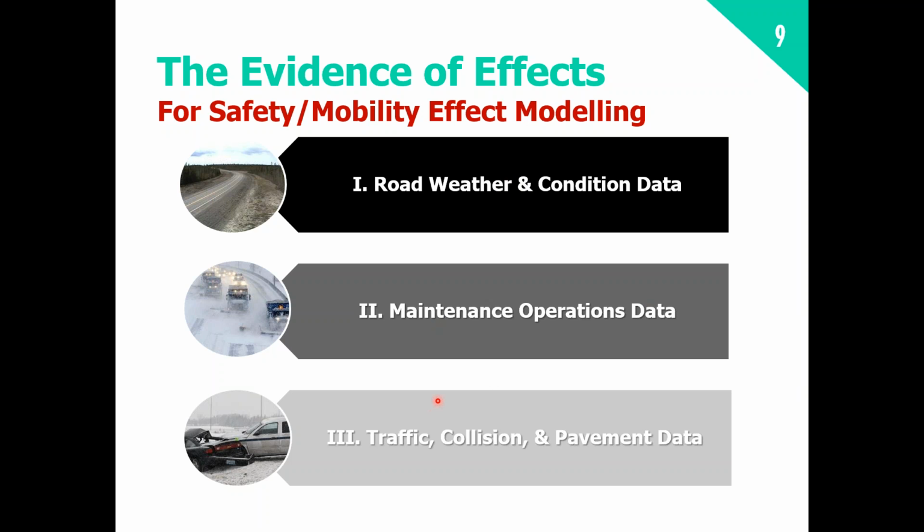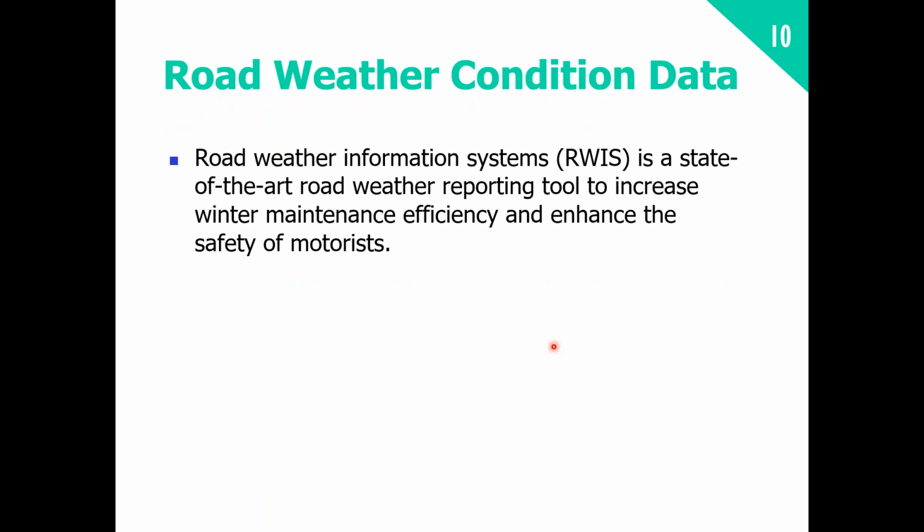Basically, we need three different types of data sets. One is road weather and condition data, the second is maintenance operation data, and the third is traffic collision or pavement data. This applies not only to safety modeling, but also to mobility effect modeling. I'm not going to go into too much detail explaining this data, because I think Tina from Iowa and Chris, the previous presenter, have already covered these data sources. I'm just going to briefly touch on what they consist of and how they are used in the modeling process. The first one is the road weather condition data.